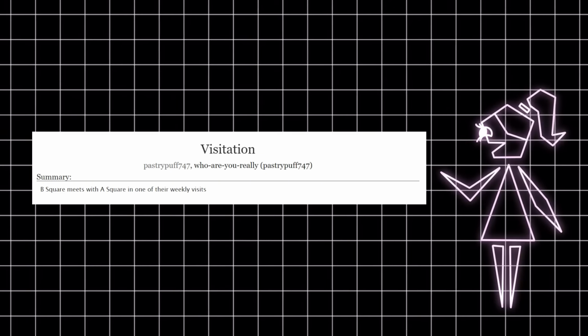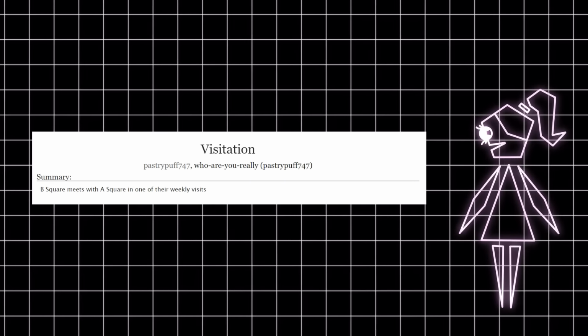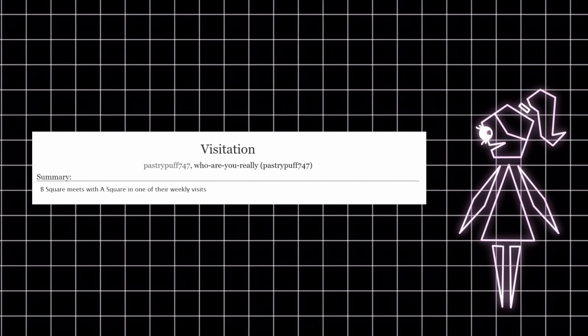This one describes a visit with A Square in prison from the perspective of his brother B Square, and wow, I mean, the ending of Flatland is bleak, but this definitely added more angst to it.